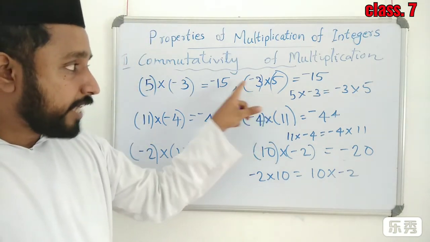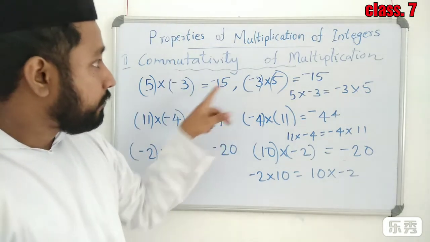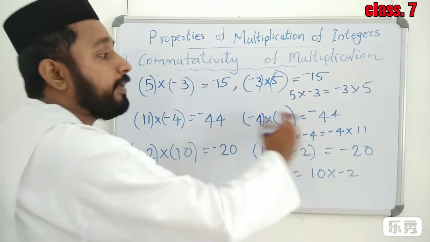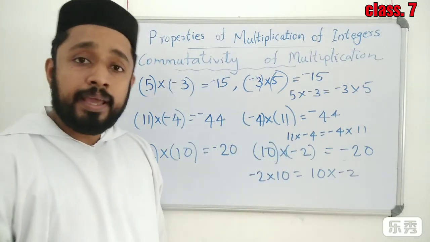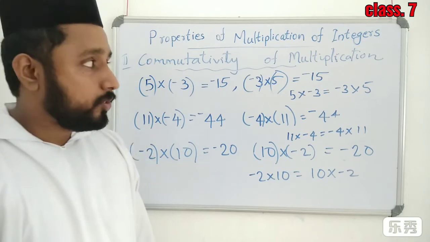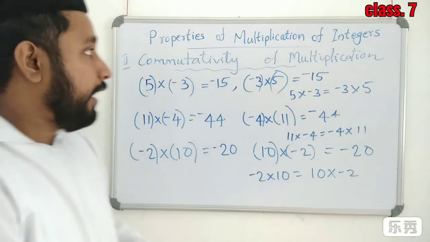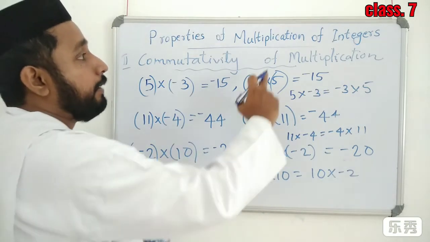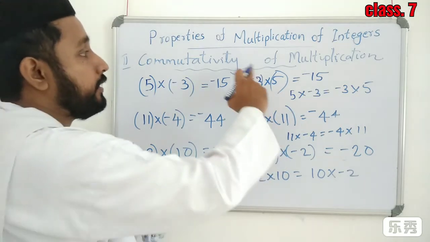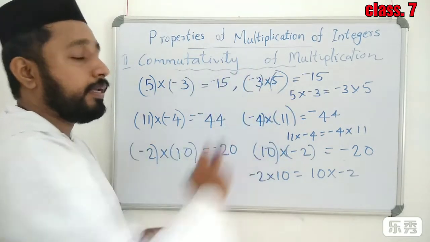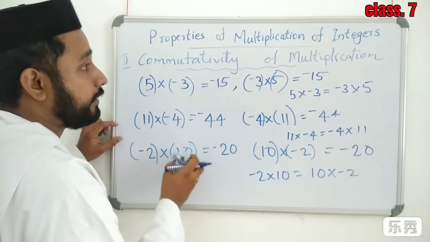So when we change the order, the result is the same. In the case of multiplication of integers, when we change the order, the result will be the same. So we can multiply integers in any order. In other words, we can say that multiplication of integers is commutative. So integers have the commutativity property under multiplication. So integers are commutative under multiplication.